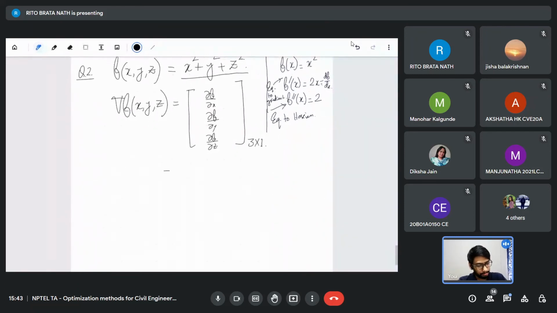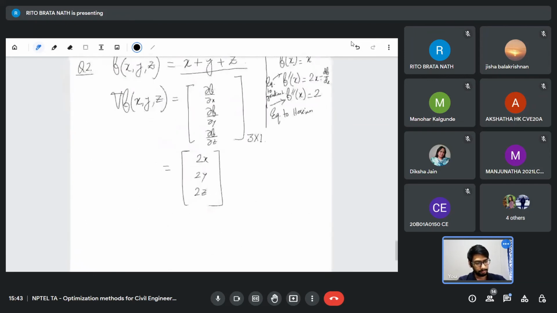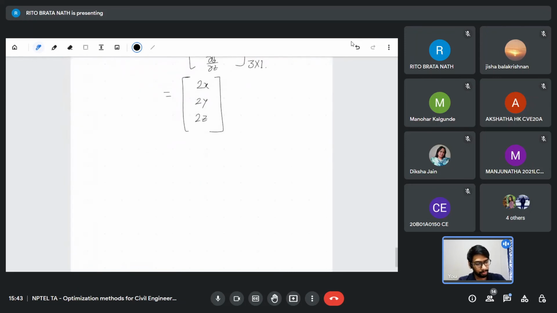Now if you solve this, I think you can do this computation. This is 2x, 2y, and 2z, because these are partial derivatives. You won't have terms related to the other variables, since these anyway don't contain terms related to x or y or z. Now, suppose I ask you to find out the Hessian matrix of this.